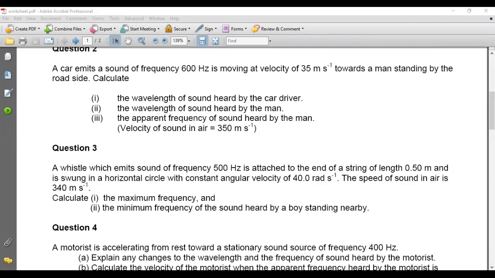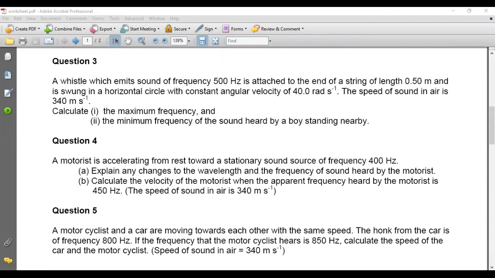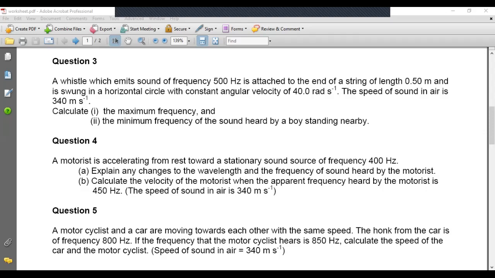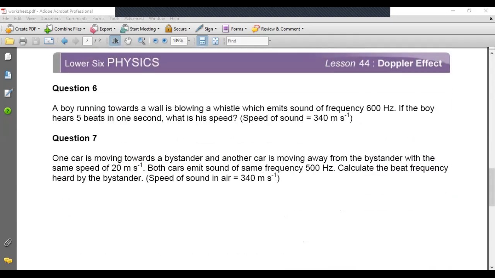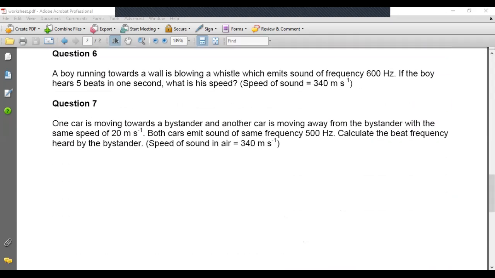Next, questions 3, 4, and 5. Next, question 6 and question 7.